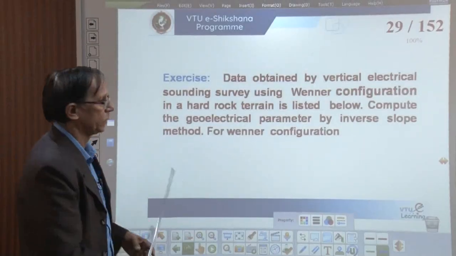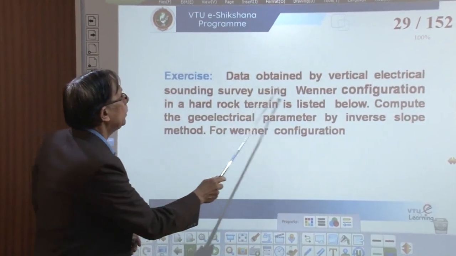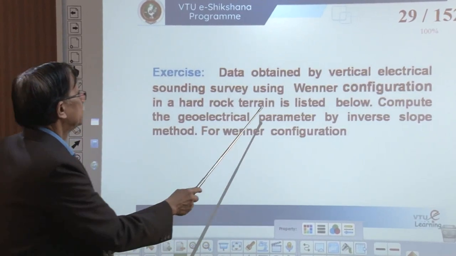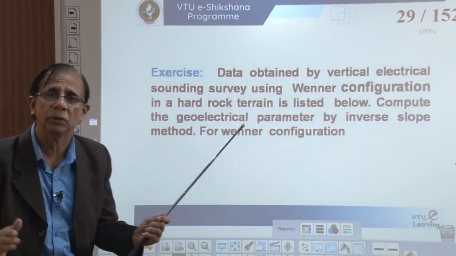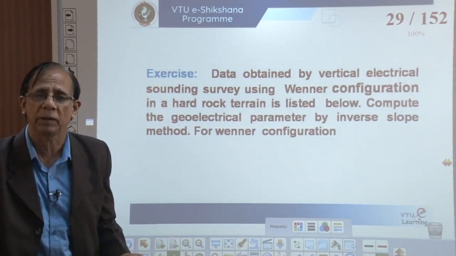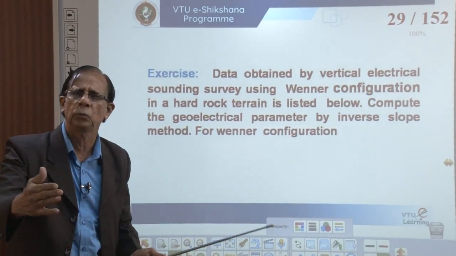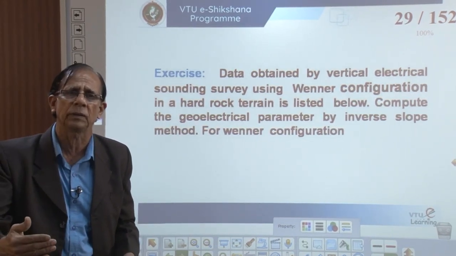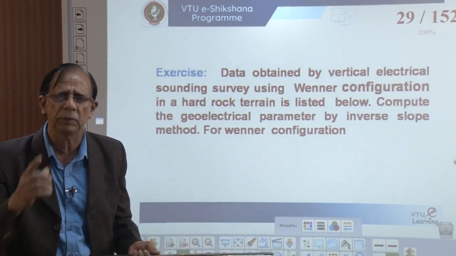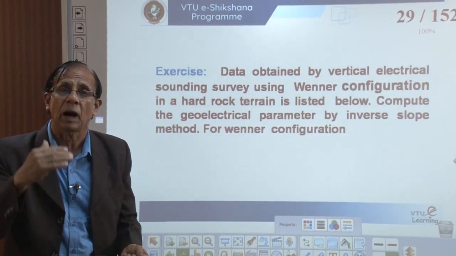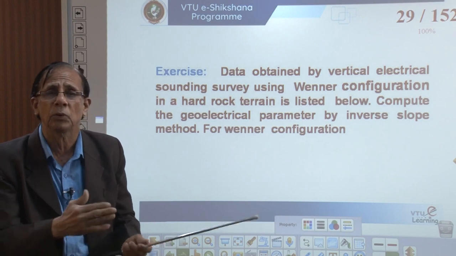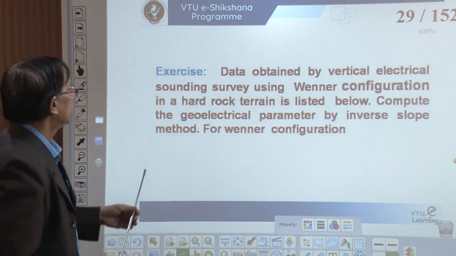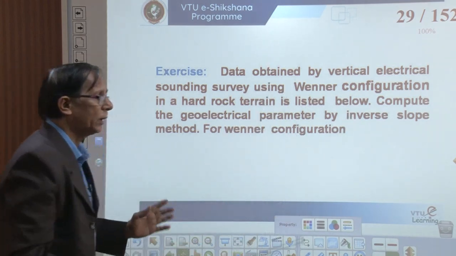Here is a problem. The data is obtained by a vertical electrical sounding survey using the Wenner configuration. We know there are Wenner and Schlumberger configurations, and we can follow either one. People generally prefer the Wenner configuration because of its simplicity, and once we get the data, the process is also a little faster and easier. So, Wenner and Schlumberger methods are there.